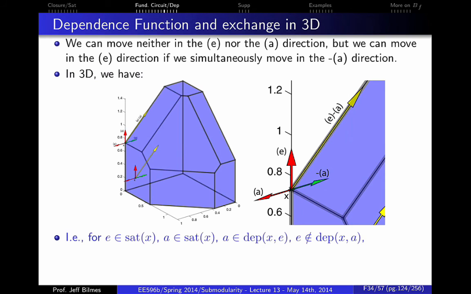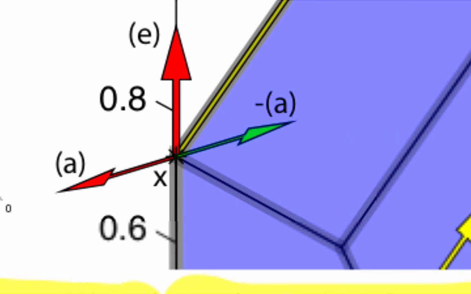And that's essentially what I just drew. So A is in the depth of E, but E is not in the depth of A. It's only for this case, right? It's not in general. It's only relative to a particular X. And in this particular X, we're talking about this particular submodular function, this particular point on the polytope. So we're only talking about this X right here.